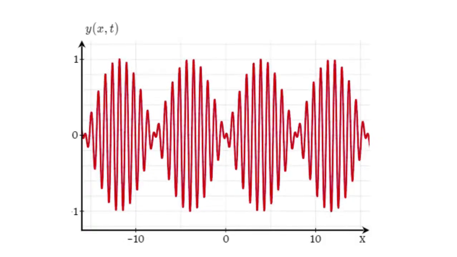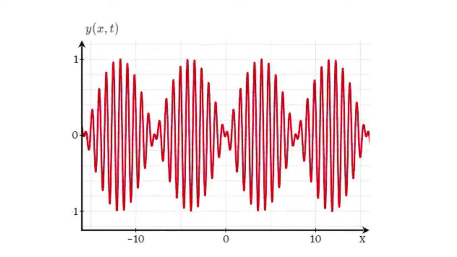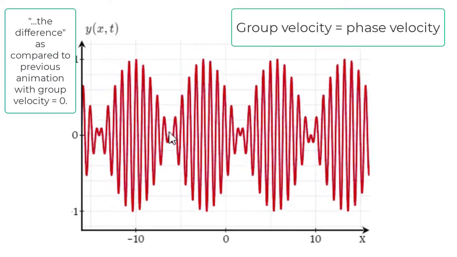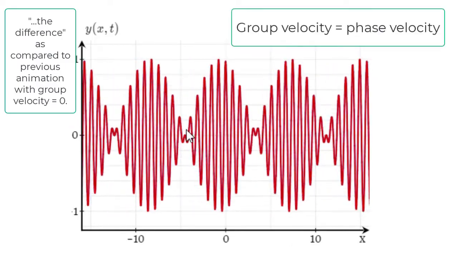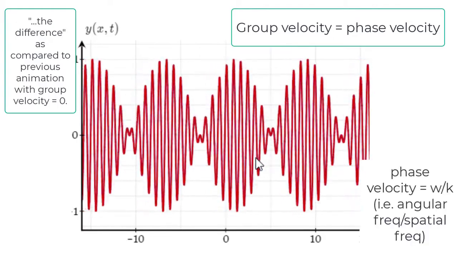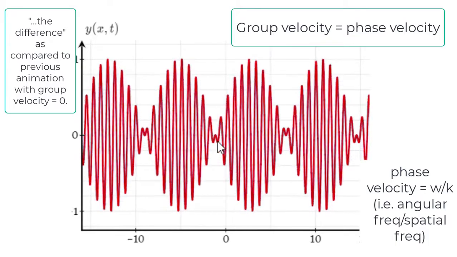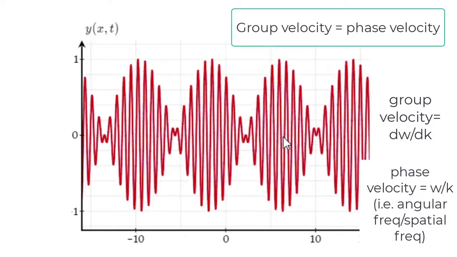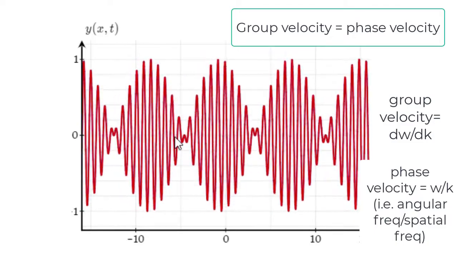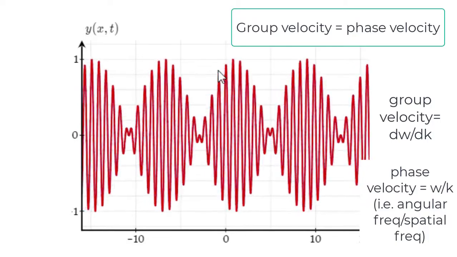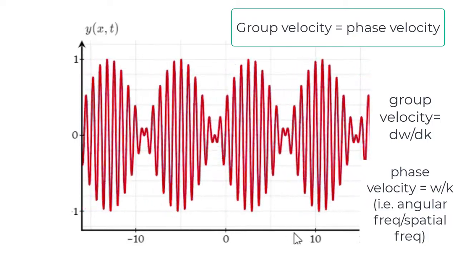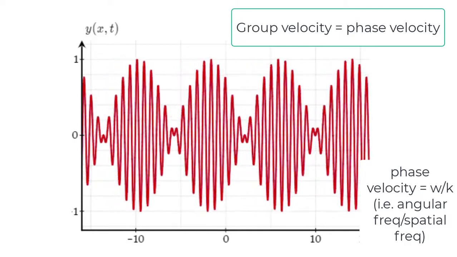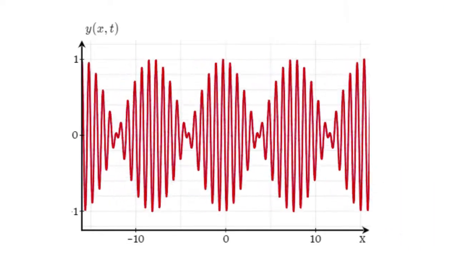Let's change this so we can add a group velocity, just so you can see the difference between the phase velocity and the group velocity. Notice now how this is moving through. So the group velocity is actually at this point the same as the phase velocity. I've set the phase velocity to be 1. So the group velocity and the phase velocity are the same. So these little groups of waves are moving through at the same speed as which the wiggles effectively in the wave themselves are moving.